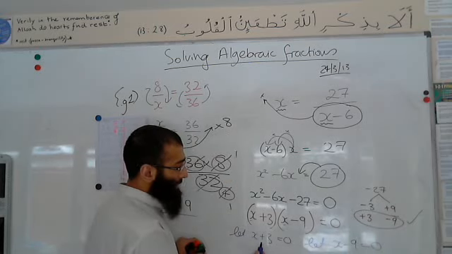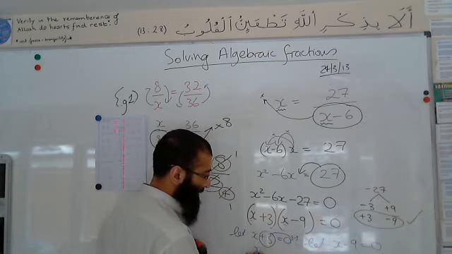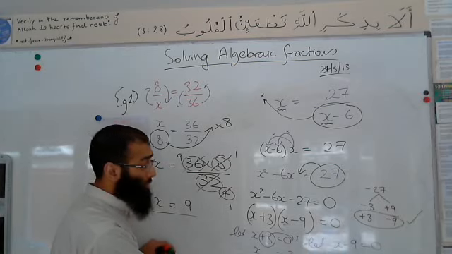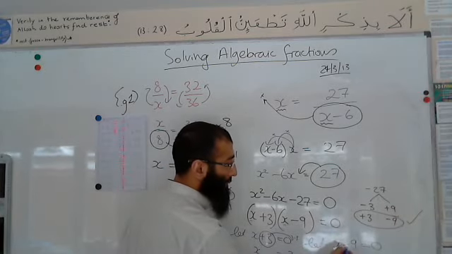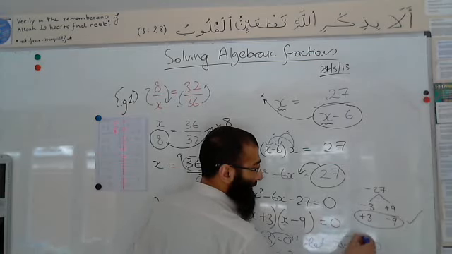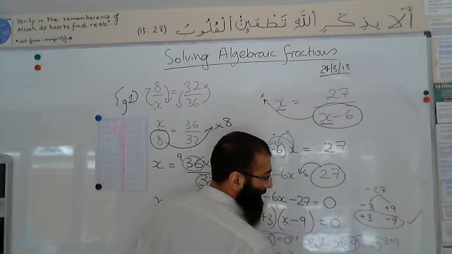So if x plus 3 is 0, the opposite of plus 3 is minus 3. So this here is now one of the solutions to this quadratic equation. Similarly for this one, let x minus 9 equal 0, so the opposite of minus 9 is plus 9. x is equal to plus 9.